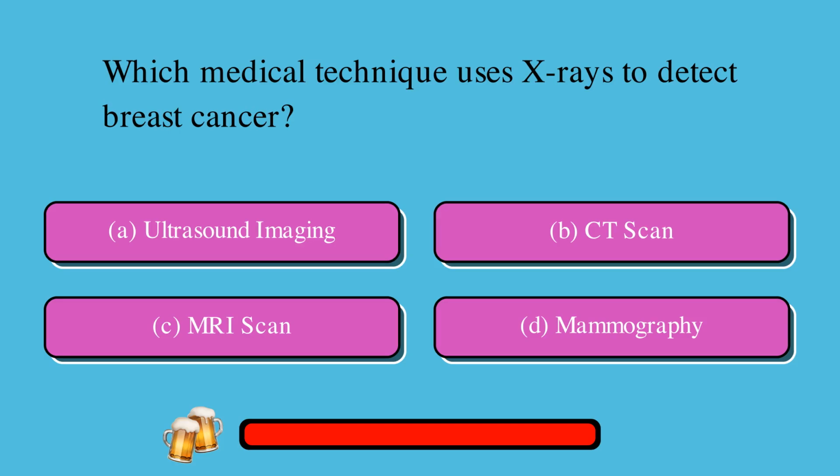Which medical technique uses X-rays to detect breast cancer? A. Ultrasound imaging, or B. CT scan, or C. MRI scan, or D. Mammography. The correct answer is D. Mammography.